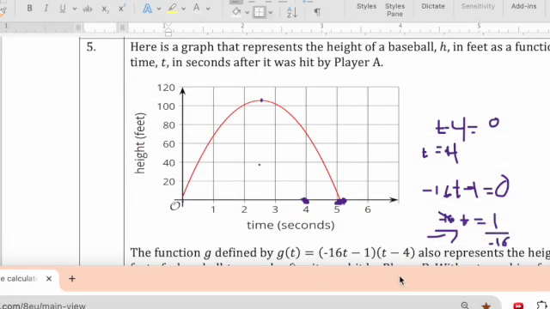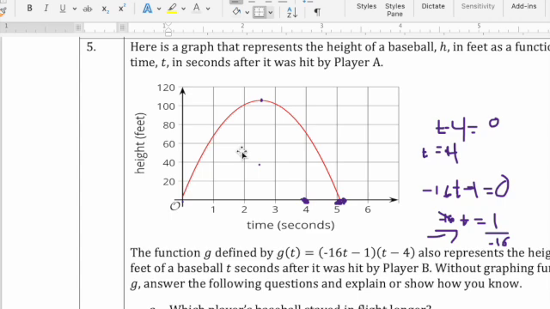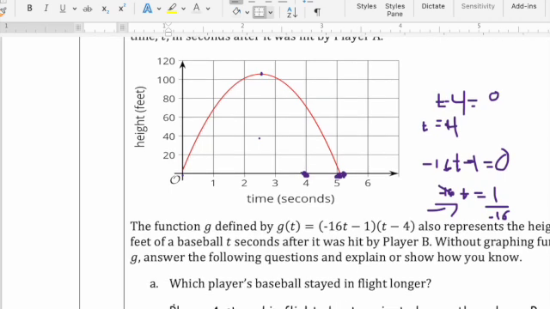So 66 is less than over 100. So player A reached the greater maximum height. So player A reached a greater maximum height.